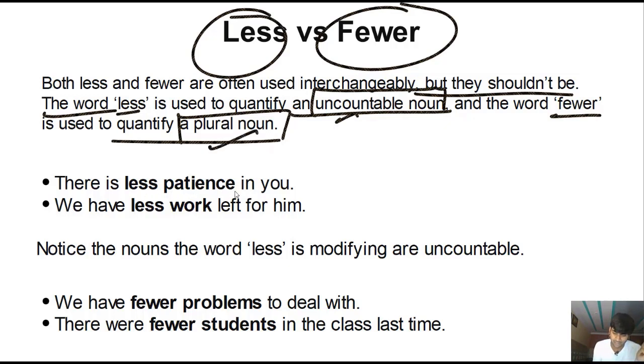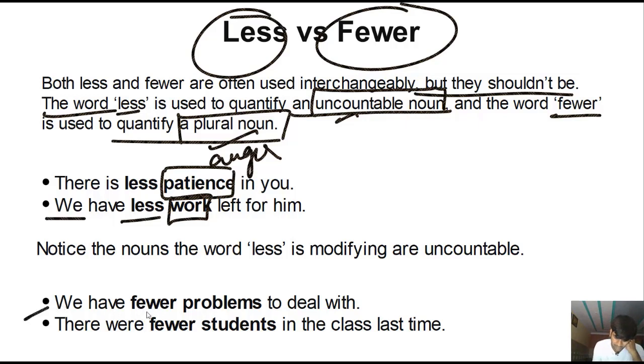There is less patience in you. Patience, it's not countable. You cannot count patience. There's less anger in you, right? We have less work left for him. Less work, you cannot count work. Less work. I cannot say fewer work, fewer patience, right?